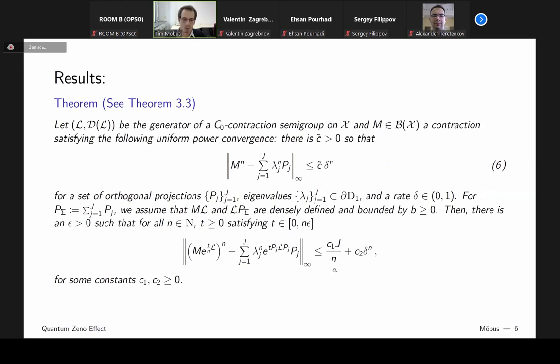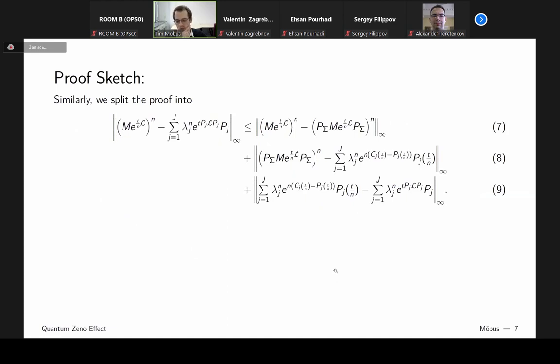So what is the proof strategy here? The proof strategy is quite similar, I would say. We also have these 3 terms, which look a little bit more technical but are quite similar. And then I have to explain what, for example, Pj t over n is.